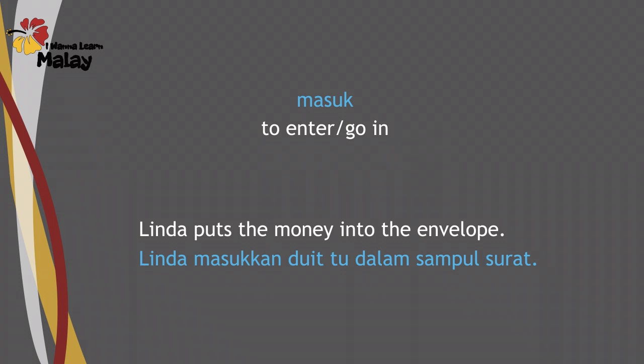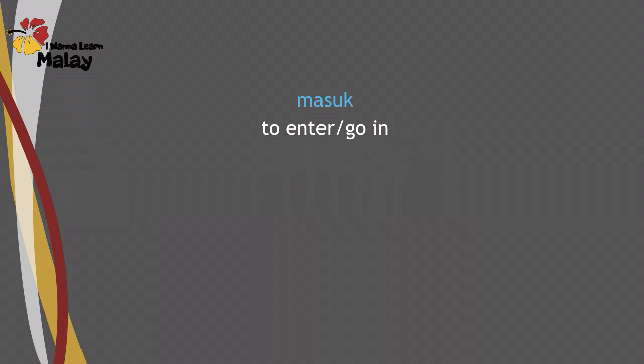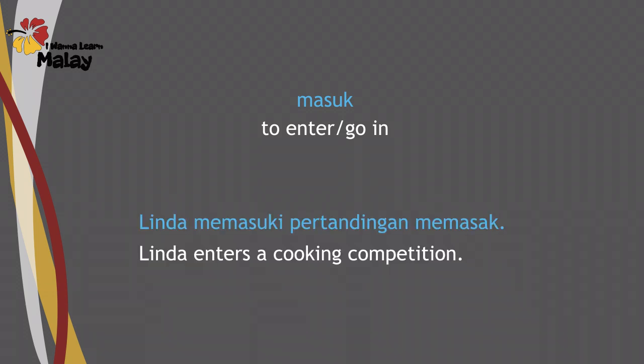So because the money is a direct object, so we use the suffix kan. But you will also hear the suffix e after masuk. Linda masuki pertandingan memasak. Or Linda memasuki pertandingan memasak. So here there's no object because the suffix e indicates that the action is being done by Linda onto herself. And in English, this is Linda enters a cooking competition. Okay?